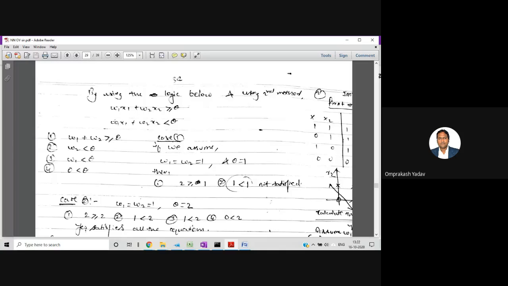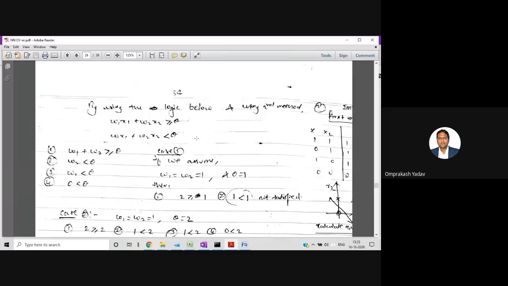So for OR, you can select this particular logic. If we see, for the first three cases we are getting 1, and for the last case, that is the inhibitory condition. For the excitatory condition, you can make this particular logic: W1 X1 plus W2 X2 is greater than or equal to theta. So this is the excitatory condition, and W1 X1 plus W2 X2 less than theta, that is the inhibitory condition.